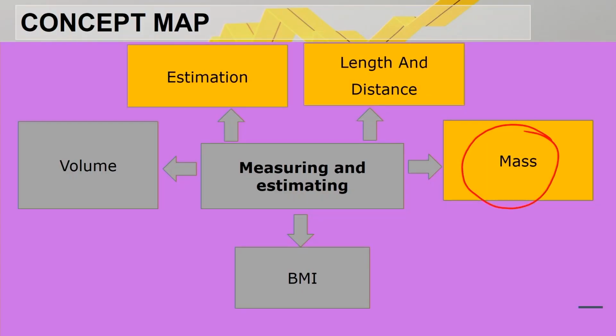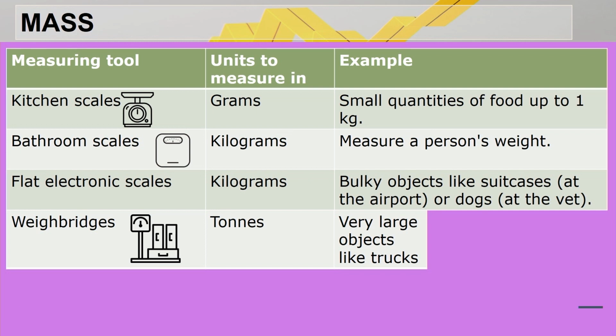Welcome back. Let's go on with the lesson, and now we are going to look at mass. The measuring tools that we are going to use to measure mass are a kitchen scale, which is in grams, for small quantities, up to 1 kilogram. A bathroom scale, where you use kilograms, measures a person's weight. A flat electronic scale, in kilograms, measures bulky and big objects. And then a weigh bridge is in tons, where you weigh very large objects like trucks.